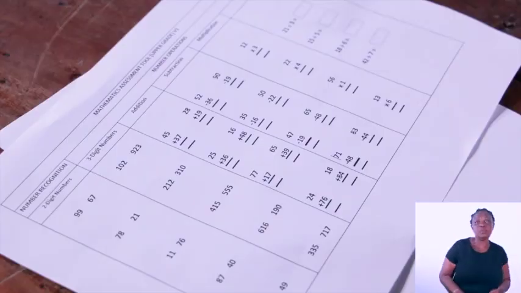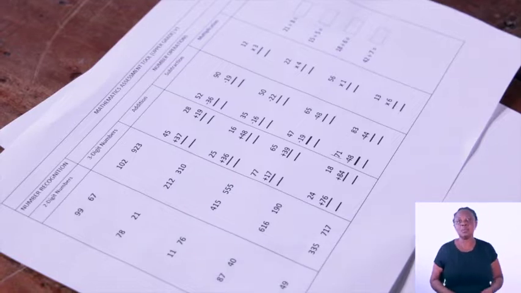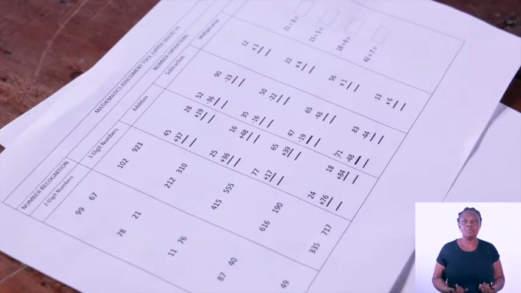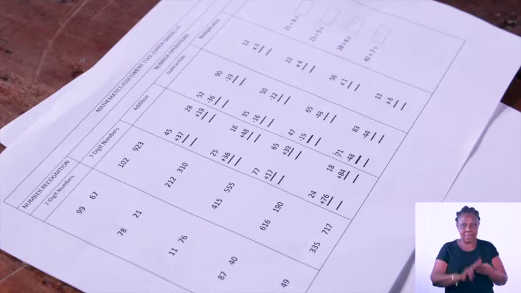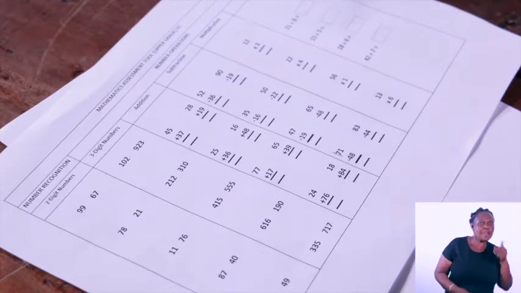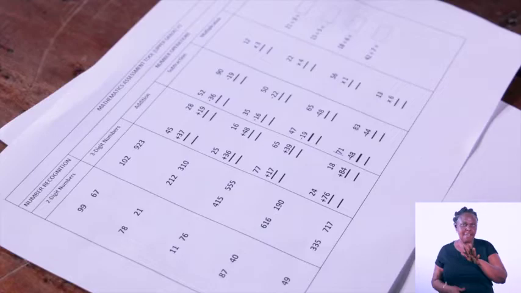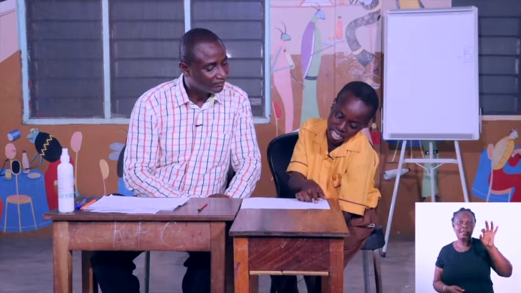the mathematics. Okay? Over here, we have 2-digit numbers. Point to any 5 of them and mention the number names. 99, 78, 11, 87, 64. Now let's come to the 3-digit numbers. Point to any 5 of them and mention the number names.